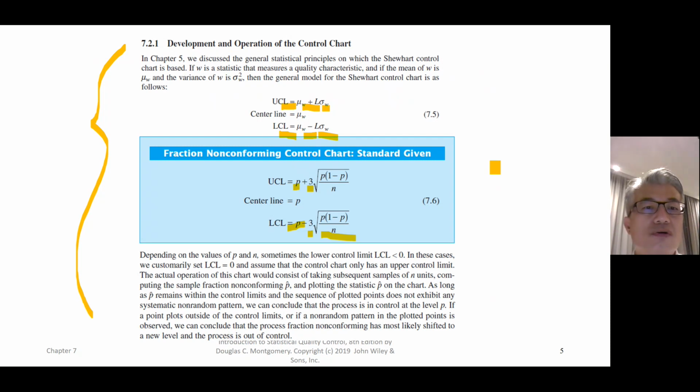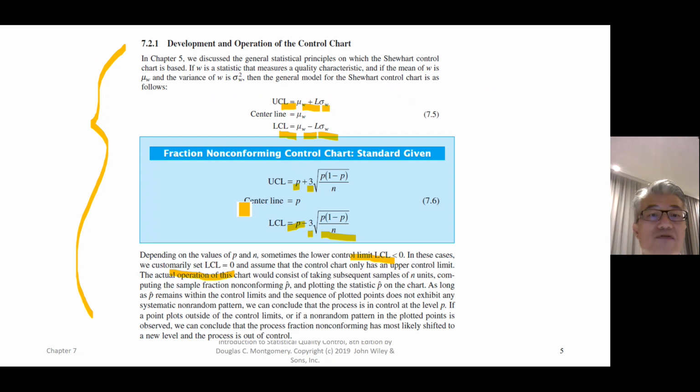Depending on the values of P and N, sometimes the lower bound could be less than or equal to 0. If this is the case, we usually set the lower control limit to 0, and assume that the control chart only has an upper control limit, with the lower bound being 0.